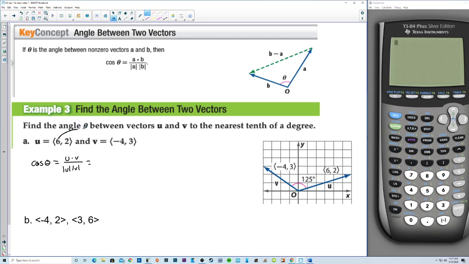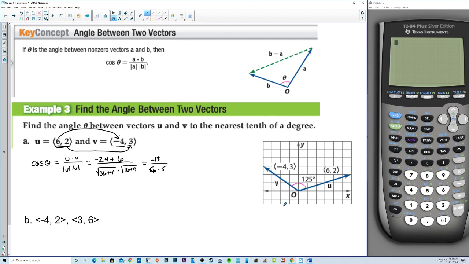So the dot product is 6 times negative 4, so you multiply the x's. That's negative 24, and we add that to, it's always addition, always, always, always addition, the product of the y's. Then we multiply the y's. So we're going to add 6 to that. Over the magnitude of u, which is the square root of 36 plus 4, really the Pythagorean theorem on 6, 2. Then we multiply that times the square root of 16 plus 9. So that gives us negative 18 over the square root of 40 times the square root of 25, and the square root of 25 is 5.